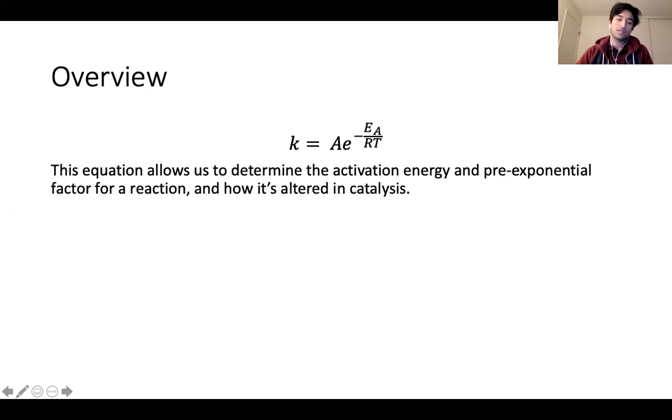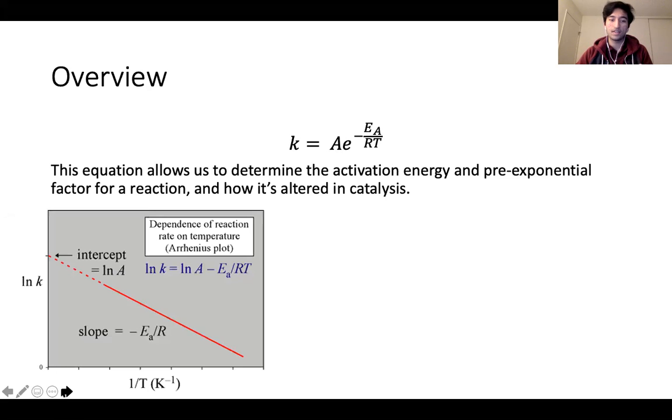And the reason why this equation is relevant is that if you were able to perform multiple kinetics experiments at various different temperatures, as seen in a graph like this, where essentially what you're doing is just recording the rate constant at different temperatures, then you get this equation of a line that comes from taking the natural log of this expression here. And if you solve for the intercept, you get the natural log of the pre-exponential factor. And with the slope, you get the activation energy divided by R.